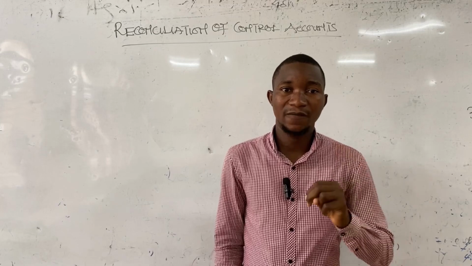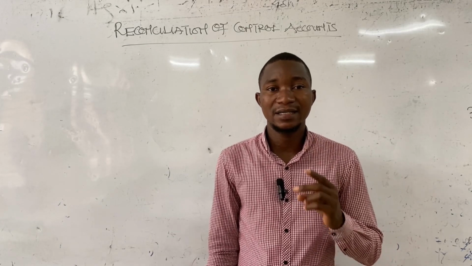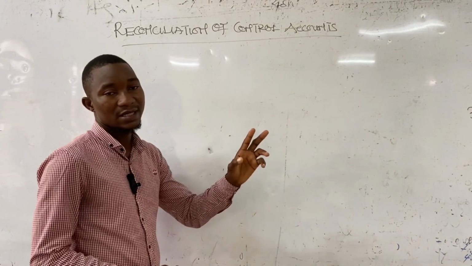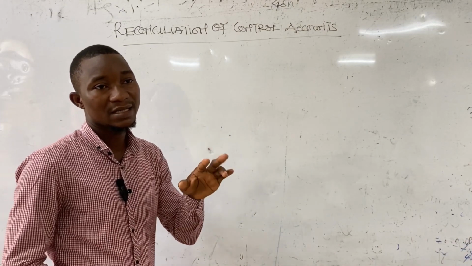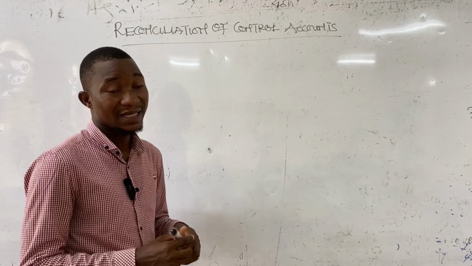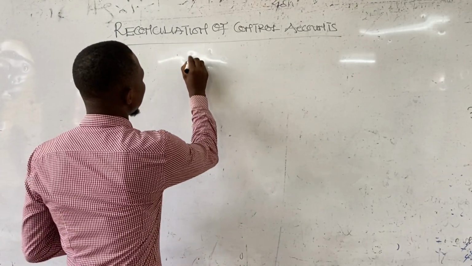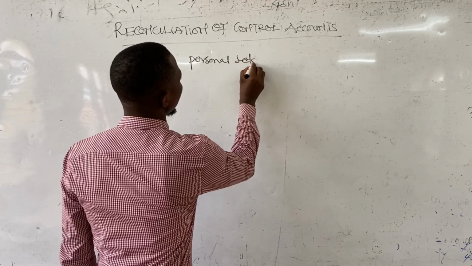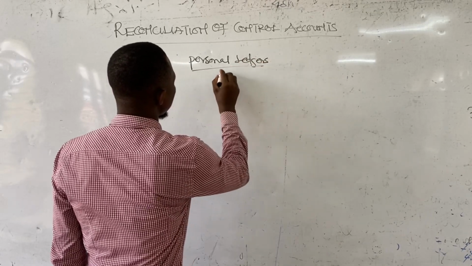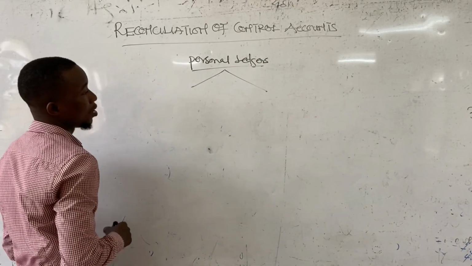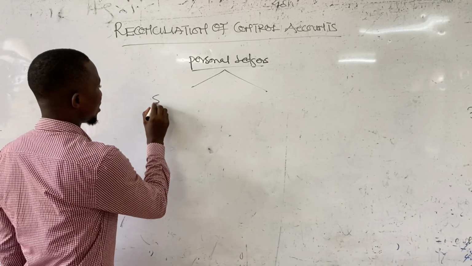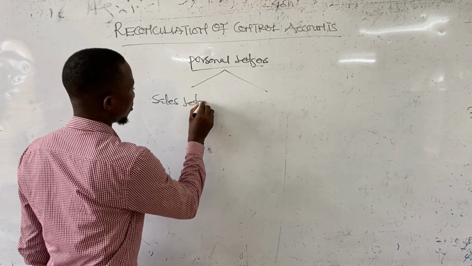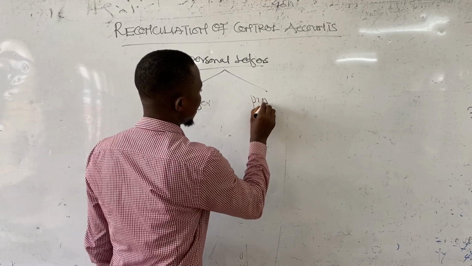We have three types of ledgers. We have the general ledger, the sales ledger, and then the purchases ledger. Our focus here is on the sales ledger and the purchases ledger. These two ledgers are considered personal ledgers. So with personal ledgers, they are categorized into two. We have the sales ledger and we have the purchases ledger.